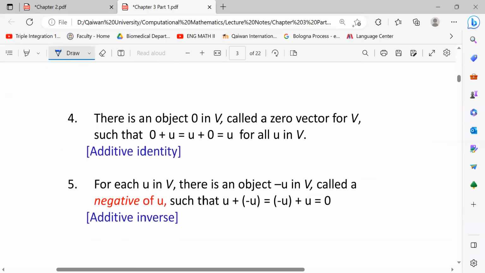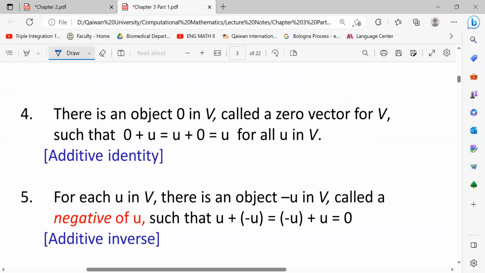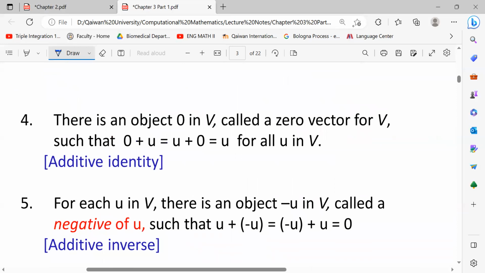Then, we must have the identity with respect to addition. That means we must have a vector which, when added to any vector, gives the vector itself. Okay? Here we have the zero vector. So the zero vector, if we add it to any vector, gives the vector itself. So it's the additive identity.